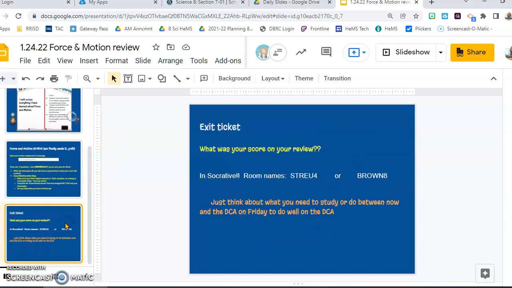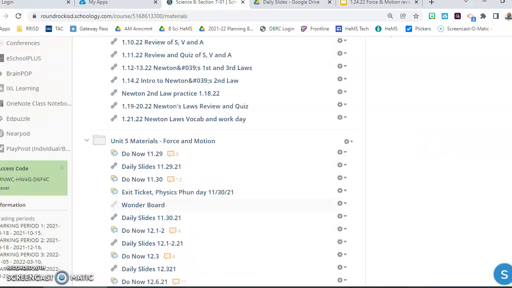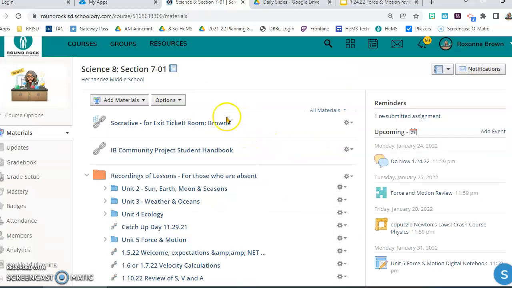All right, so here's our exit ticket. So what was your score on the review? You can go into Socrative, and where is Socrative? Well, Socrative is right here. That is always in the same place it's been, which is at the top of the page. For Miss Brown's class, you would click here and put Brown 8, and answer their questions. If you were in STRU, it would be STRU 4.